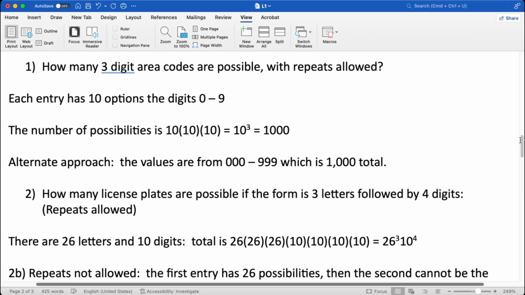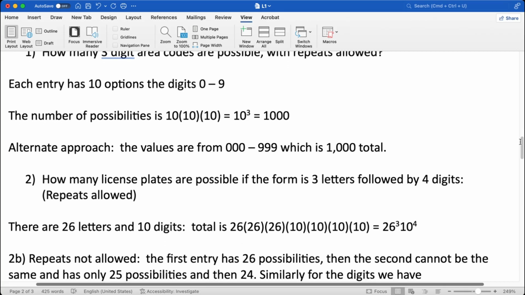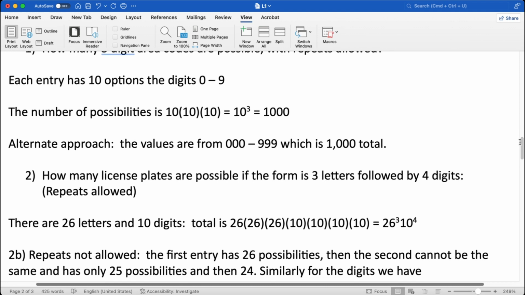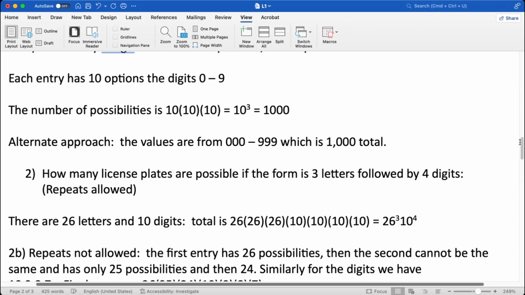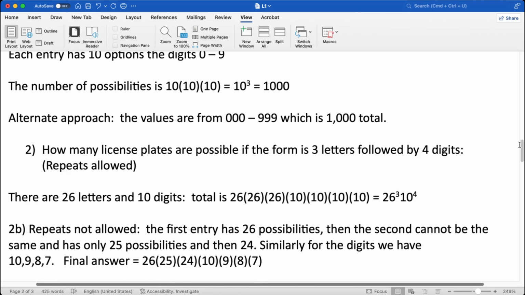If repeats are not allowed, then the first entry has 26 possibilities. The second one, it's going to go down to 25 because a letter is removed, then 24. And then the same thing for the digits. We have 10 possible values for the first slot, and then 9, 8, and so on. So the final answer here is going to be the product 26 times 25 times 24 times 10 times 9 times 8 times 7. Again, in this case here, we can leave it in this expanded product form.